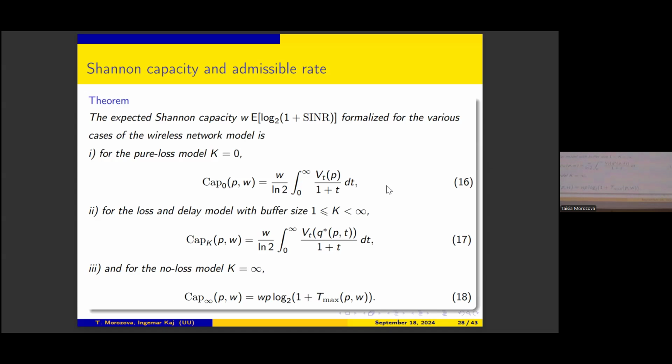For the case of the finite K, we will need to solve the equation first to get Q star, right? And then we need to integrate over this. And then for the no loss case, when the buffer is infinite, we have this kind of representation of the capacity, which depends on Tmax.